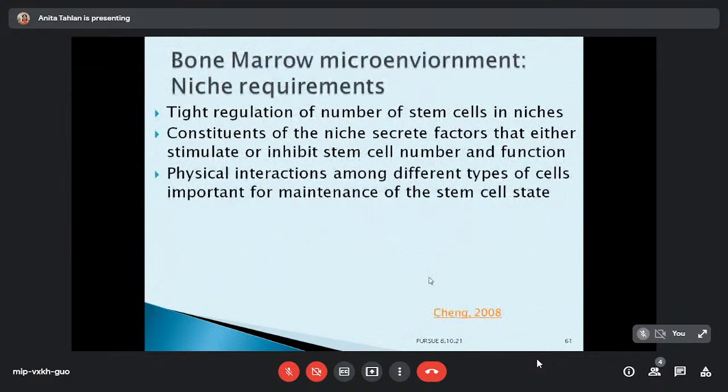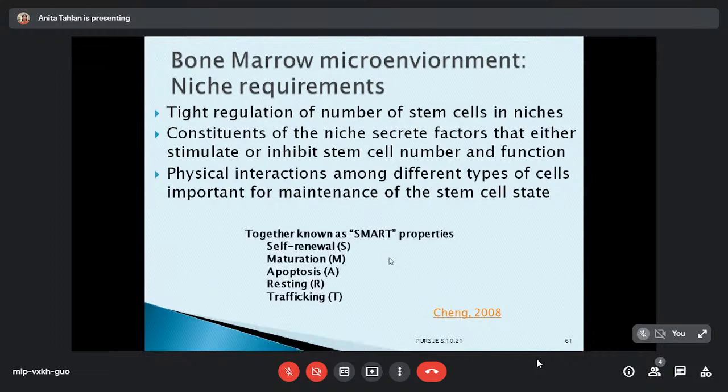So what are our requirements from the niche? We wanted to tightly regulate the number of stem cells, and the constituents of the niche should be able to stimulate or inhibit the stem cell number and function. And there is physical interaction between these different types of cells, which ultimately maintains the stem cell in its state. Together these are called SMART properties, which are self-renewal, maturation, apoptosis, resting, and trafficking. So these SMART properties are the ones which are required.